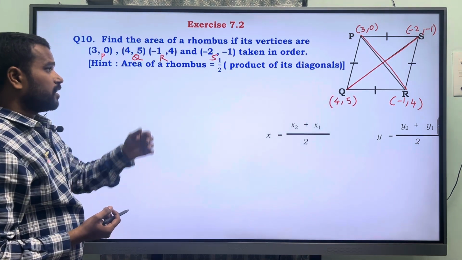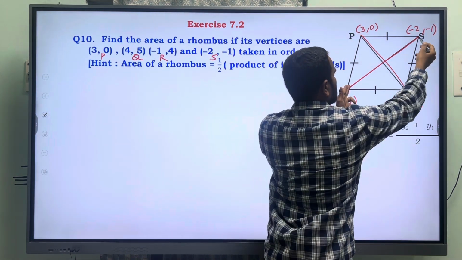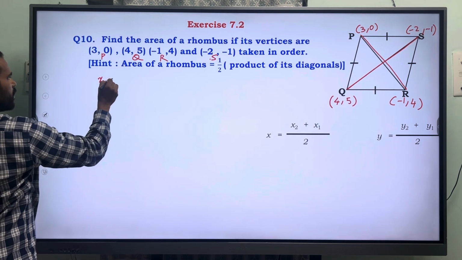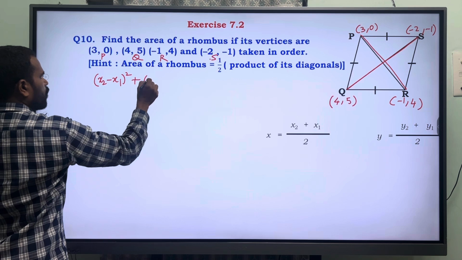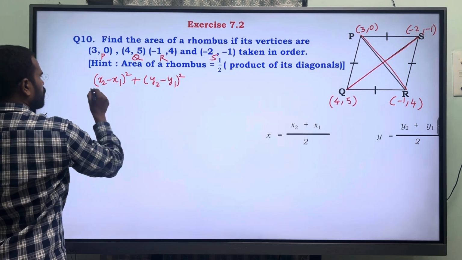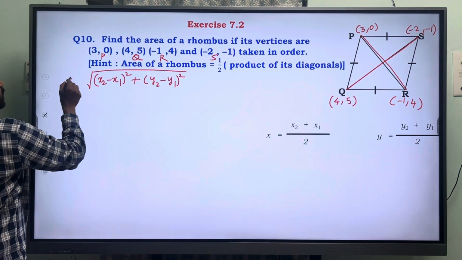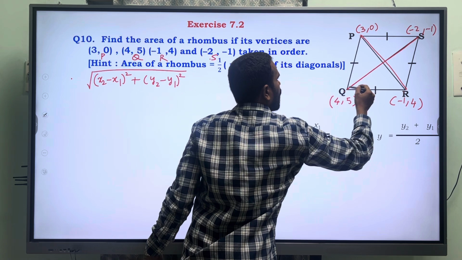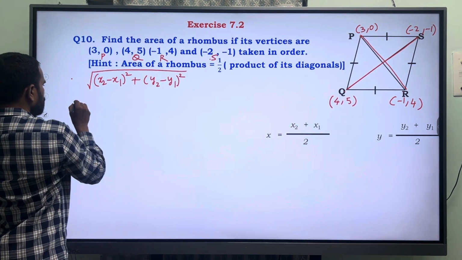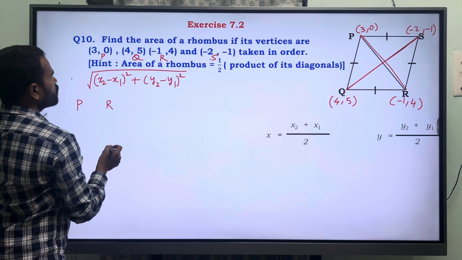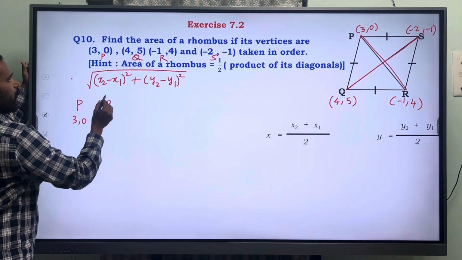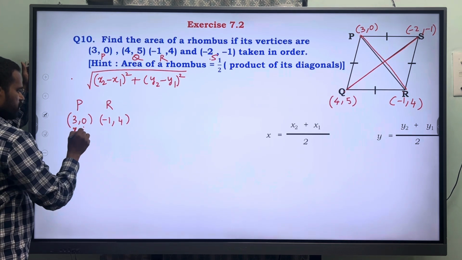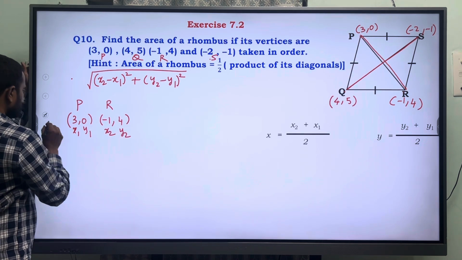So let us find the distance of PR and the distance of QS. We will use the distance formula here. What is the distance formula? Square root of (x2 minus x1) whole square plus (y2 minus y1) whole square. This is the formula we are going to use, the distance formula. Now we need to find the diagonals PR and QS, right? So first we will find the PR distance. P is 3 comma 0 and R is minus 1 comma 4. So this is x1, y1, x2, y2.